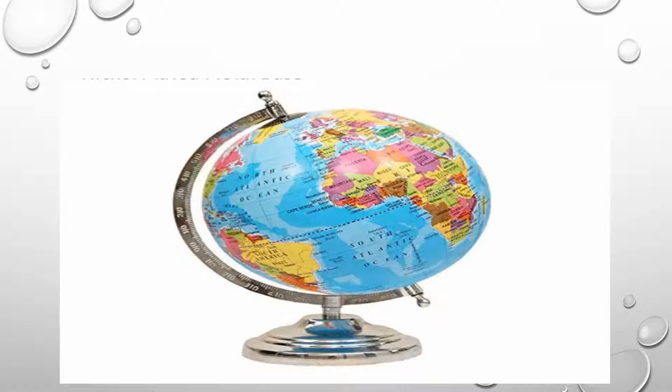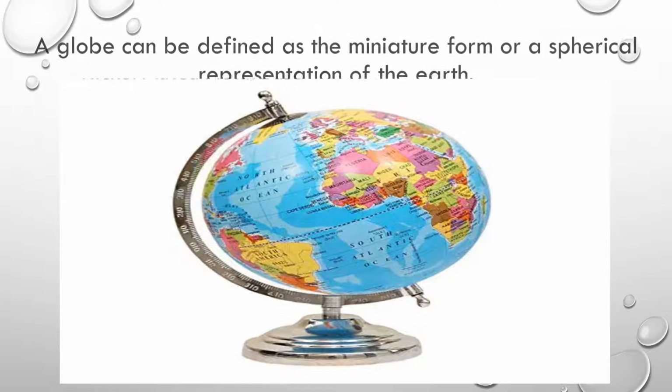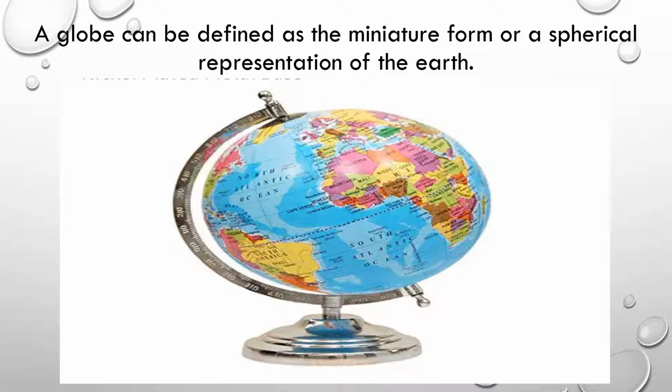My dear students, in the first and second part of lesson number 10, we have studied that man has developed a miniature form of the earth that is called the globe. As you can see the picture of the globe on your screen. Now, a globe can be defined as the miniature form or a spherical representation of the earth.